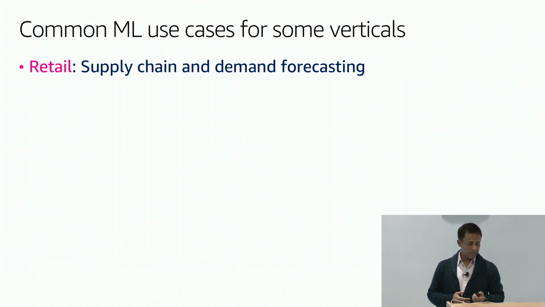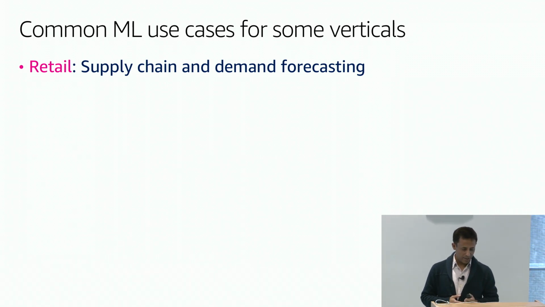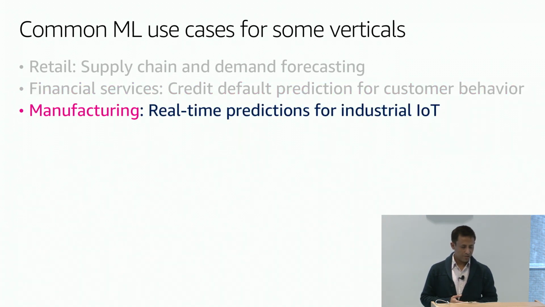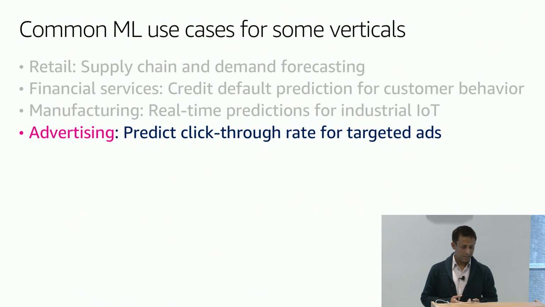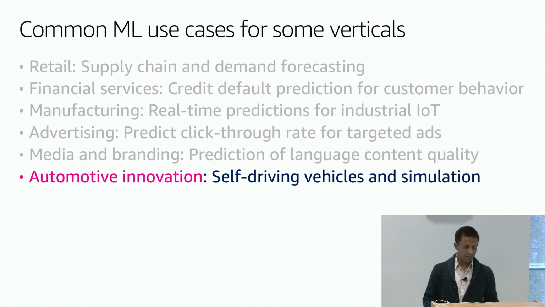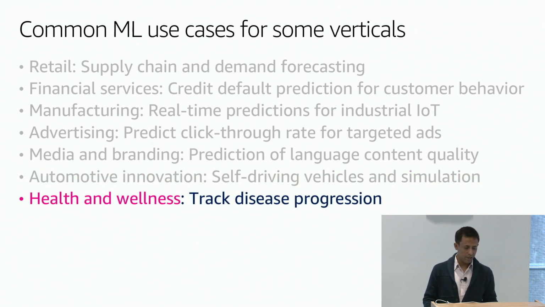Some common use cases, I think I already talked through these. Retail, financial services, I'm not going to read everything. Manufacturing, real-time predictions, advertising, you can predict the click-through rate for targeted ads. Media and branding, you can predict the language and content quality. You can do content filtering as well, which a lot of social media sites do using machine learning these days. You can do automotive, self-driving, which is, again, the big thing coming.